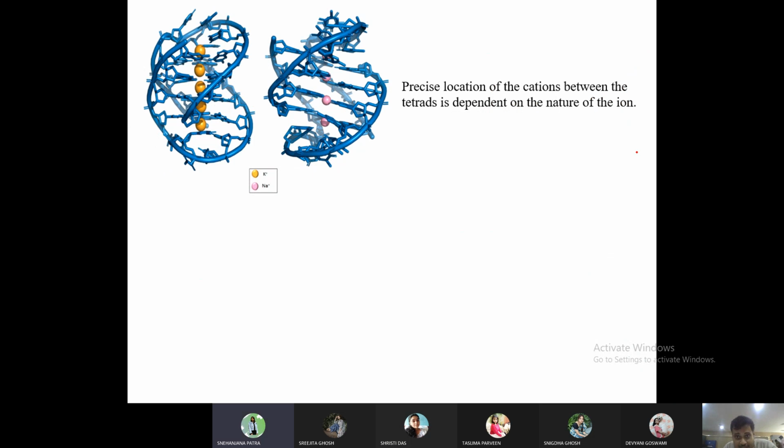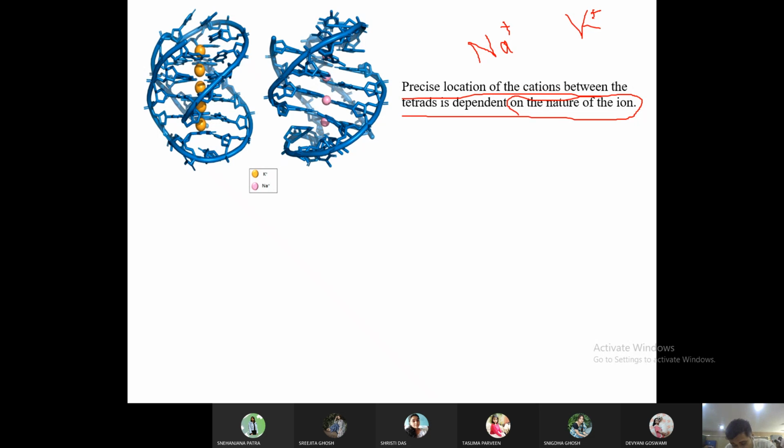So the precise location of the cations between the tetrads depends on the nature of the cation. This is also important. What we said is that we can have either sodium or potassium. Lithium is very rare. Sodium is the best option to stabilize this G quadruplex. Potassium is also good. Lithium sometimes, but anyway it is not present widely inside our body. These two are the main monovalent cations we have.